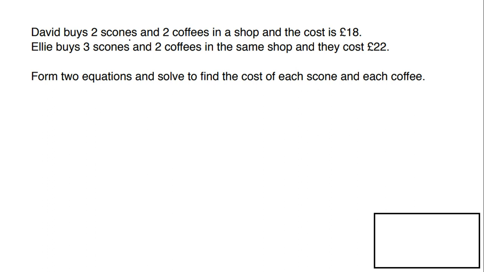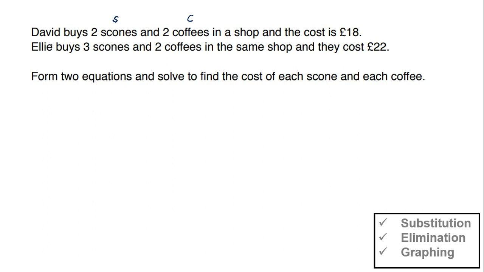Now, for this one, since it says two scones, let's say we can refer to the scones as S, and two coffees, we can call it C. And we know that simultaneous equations can be solved using three methods: either substitution, or elimination, or graphing. Now, how I figure out which method to use depends on the type of equations I end up with.